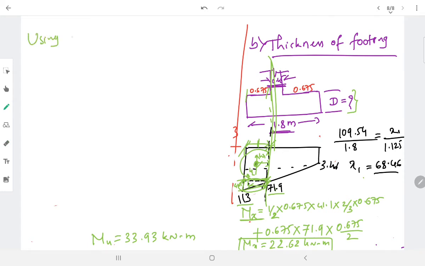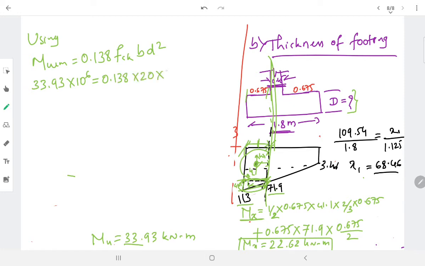Using Mu limiting, we know the formula, 0.138 fck b d square. So here Mu limiting I have got is 33.93, right? 33.93 into 10 raised to 6 equals 0.138, fck is 20, b is 1000, that is 1 meter width, so 1000 mm into d square, where I'll get d of this. Just calculate the d. So d I have got here as 110.87 mm.